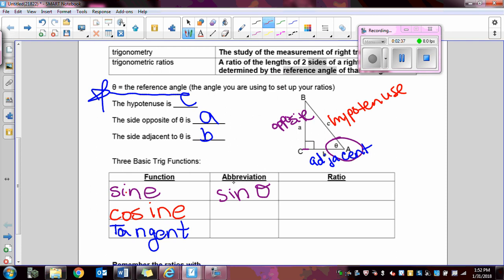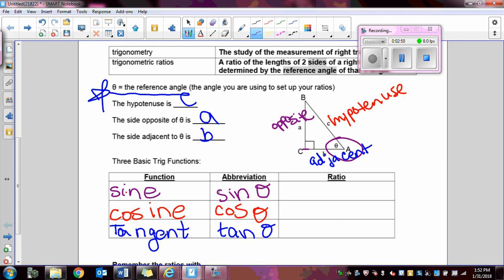Cosine, we use COS, C-O-S for cosine. You'll never really see it spelled out like this. We just use COS of theta, of the angle. And then tangent, we use T-A-N for tangent of theta, okay? Now let's go over the ratio.